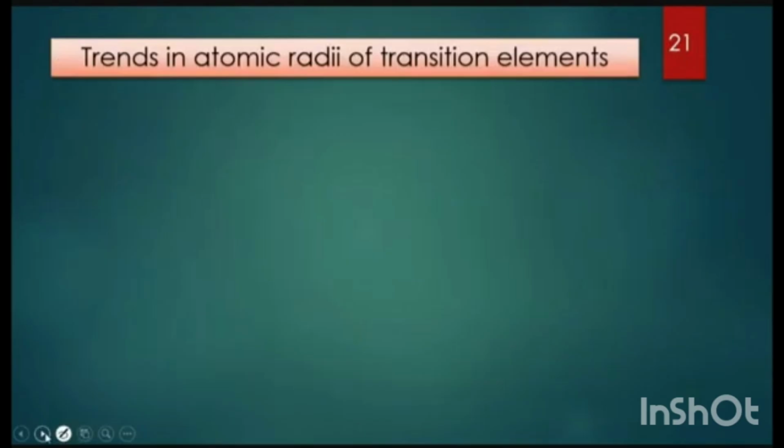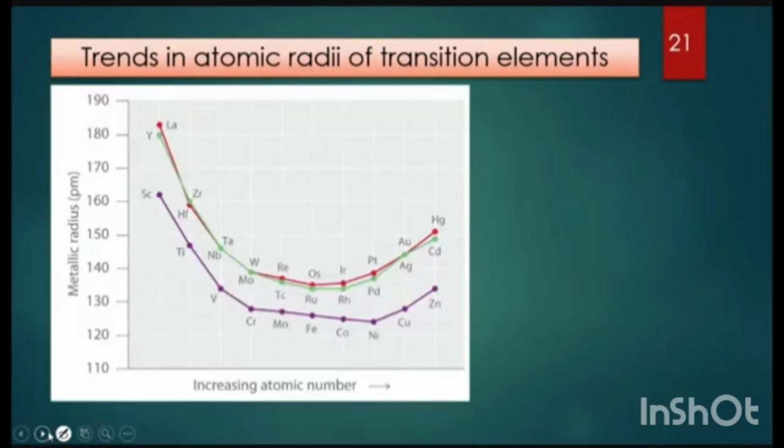Trends in atomic radii of transition elements. Here, we have plotted a graph of atomic number versus metallic radius, and we have taken the first three transition series of elements: the first transition series, that is the 3d series, the second transition series, that is the 4d series, and the third transition series, the 5d series.